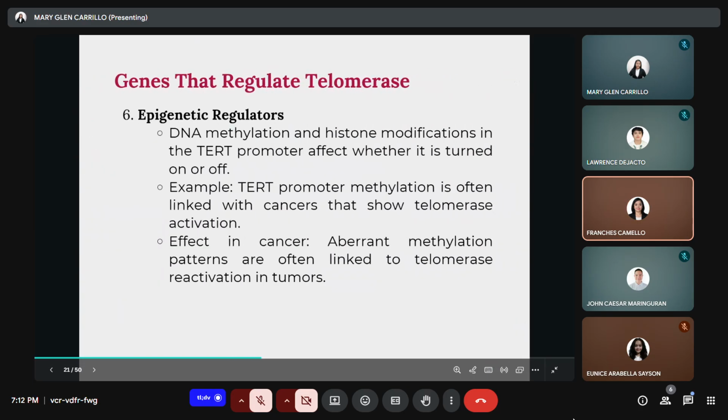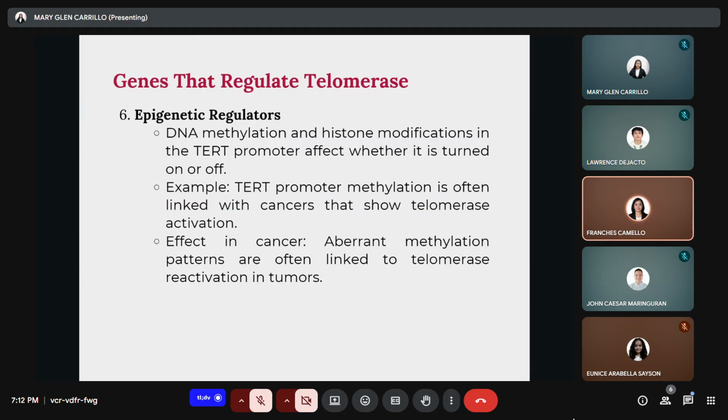Next slide, please. For the sixth one, we have epigenetic regulators. DNA methylation and histone modifications in the TERT promoter affect whether it is turned on or off. For example, TERT promoter methylation is often linked with cancers that show telomerase activation. Histone modifications can also make the TERT gene more accessible, and these epigenetic changes act like hidden switches that flip telomerase back on in tumors. With all that being said, let's have a summary. Next slide, please.